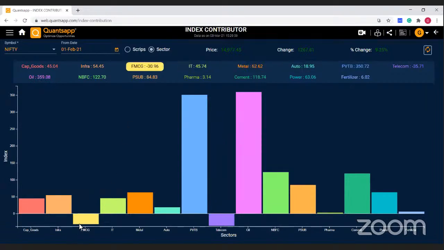and FMCG is the negative contributor. The whole FMCG sector I am saying. Then telecom is again a negative contributor to the Nifty.